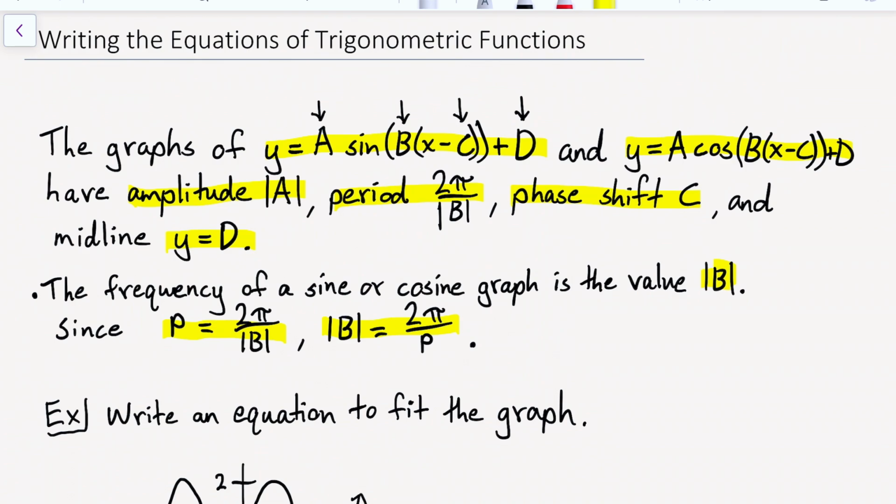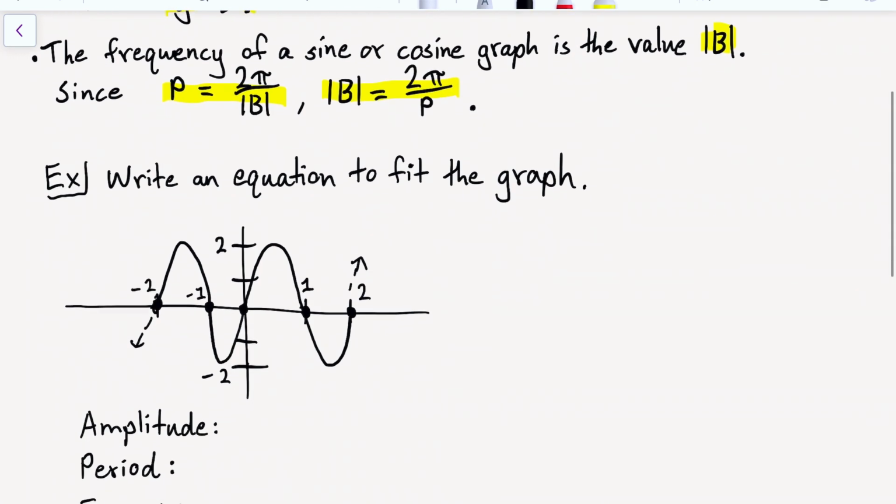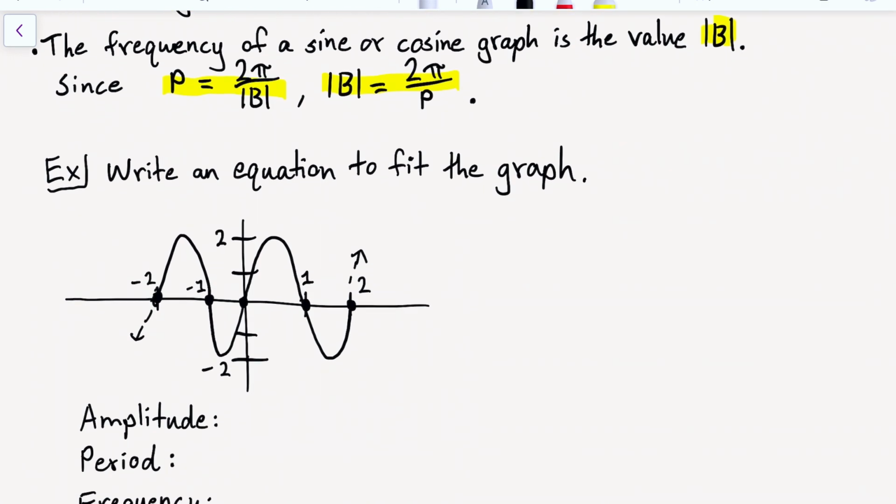That's important as we go from a graph to an equation, because we can easily observe the period of a graph. We will have to do some calculations to then find the frequency that fits into the equation of the sine or cosine function. Let's look at two examples where we write an equation to fit a sine or cosine graph. I would like to note a couple of things about this graph.